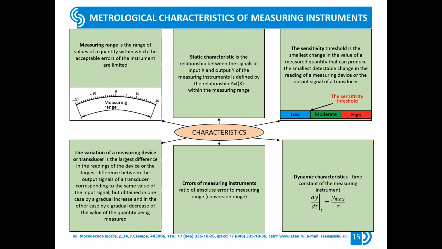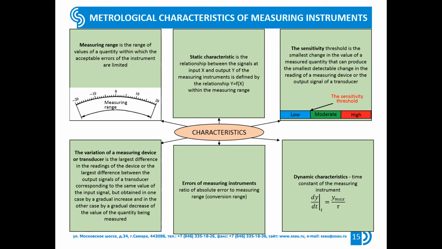The most important metrological characteristics are measuring range, static characteristic, sensitivity, limit of the measuring device or transducer, variation of a measuring instrument or transducer, errors of measuring instruments, dynamic characteristics. First, the measuring range of a measuring instrument is the range of values of a quantity within which the acceptable errors of the instrument are limited. The values that limit the measurement range at the bottom and top, left and right, are called the lower limit of measurement or the upper limit of measurement, respectively.